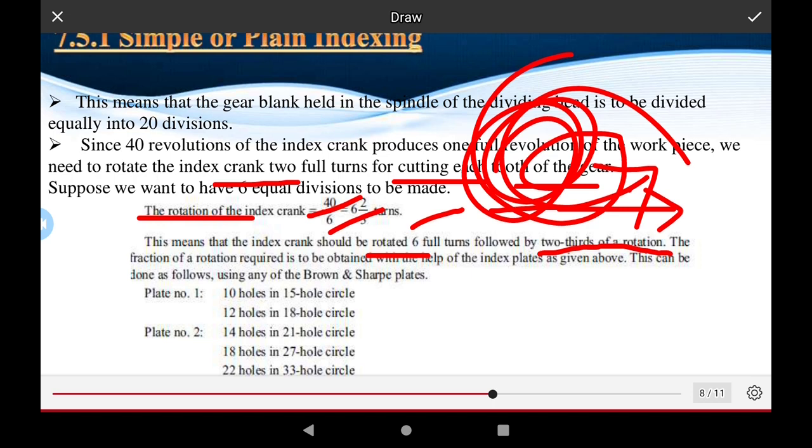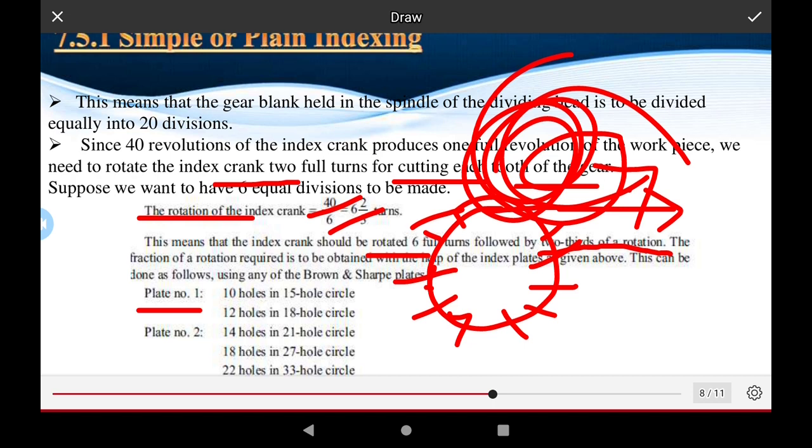Plate 1 includes the 10-hole and 15-hole circles. Once one cycle is performed through the 1 hole, 2 holes, 3 holes, 4 holes, 5, 6, 7, 8, all the holes, it is completed for the 10-hole and 15-hole circles, okay.